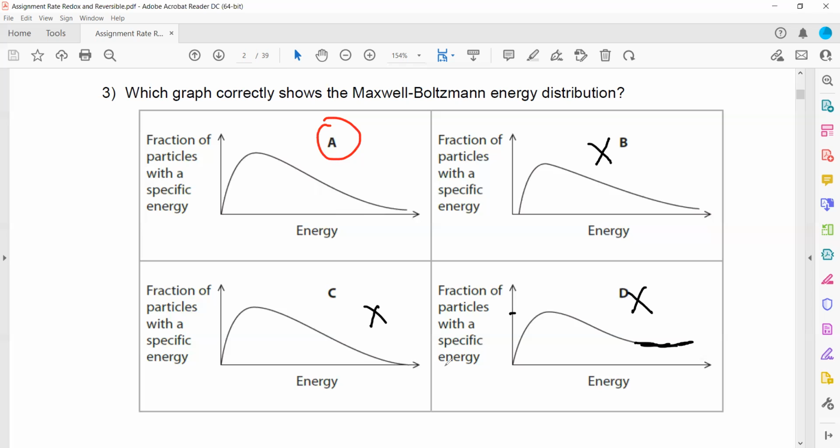Is it clear? So why is B wrong? Because the graph is not starting from the beginning. Why is C wrong? The graph is touching the axis. Why is D wrong? It means the particles which have the higher energy, that is constant.